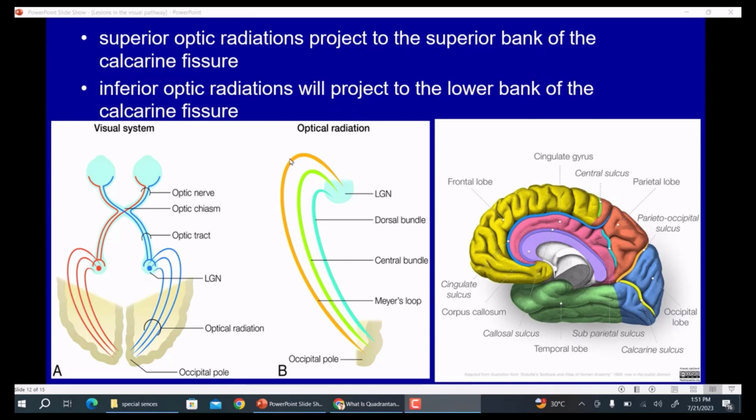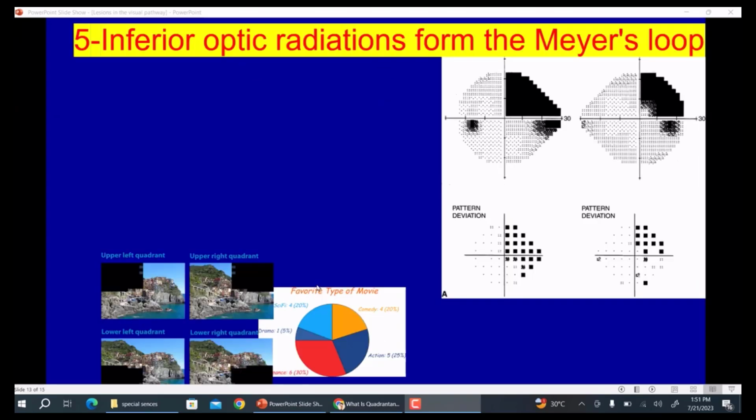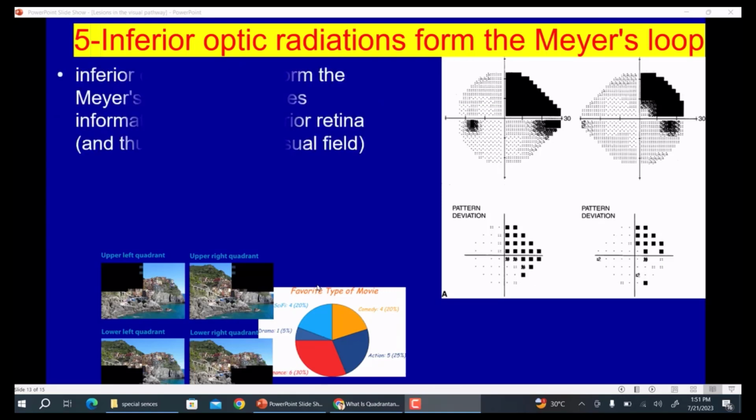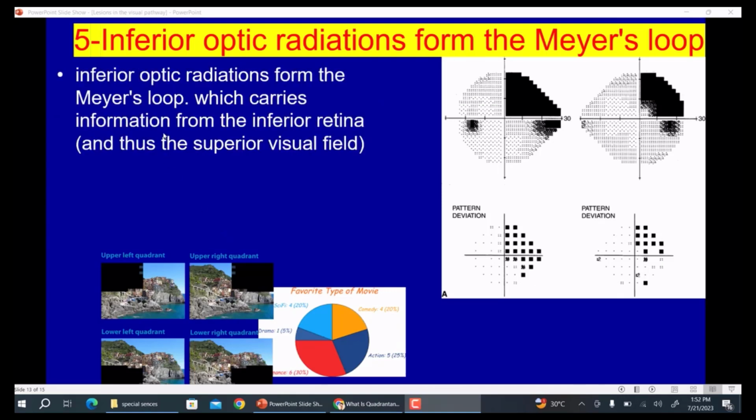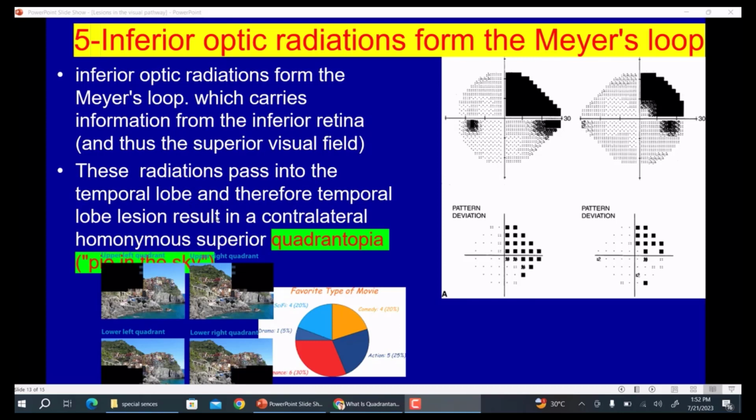The Meyer loop, or inferior optic radiation, ends in the lower bank of the calcarine fissure. This is the calcarine fissure, this is its lower bank and this is its upper bank. The inferior optic radiation from the Meyer loop carries information from the inferior retina and thus the superior visual field. The radiation passes into the temporal lobe, and therefore a temporal lobe lesion results in contralateral homonymous superior quadrantanopia, or pie in the sky.